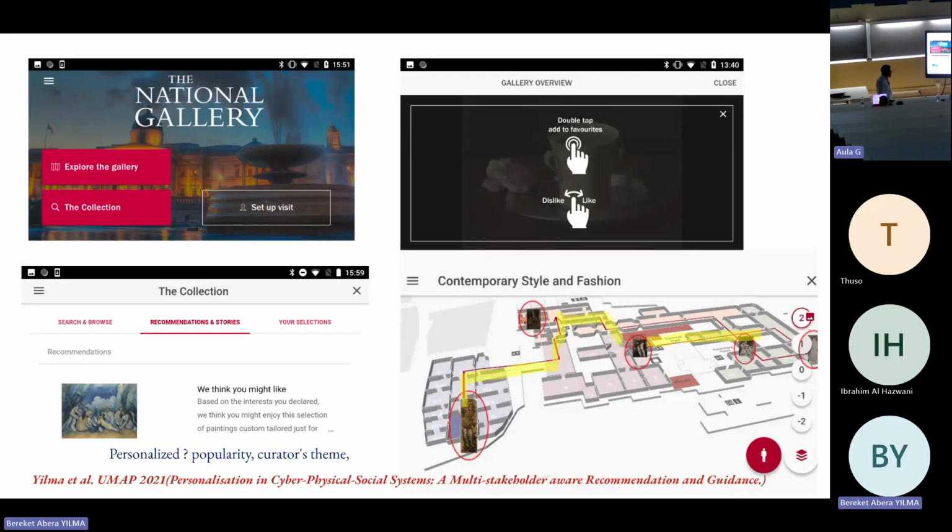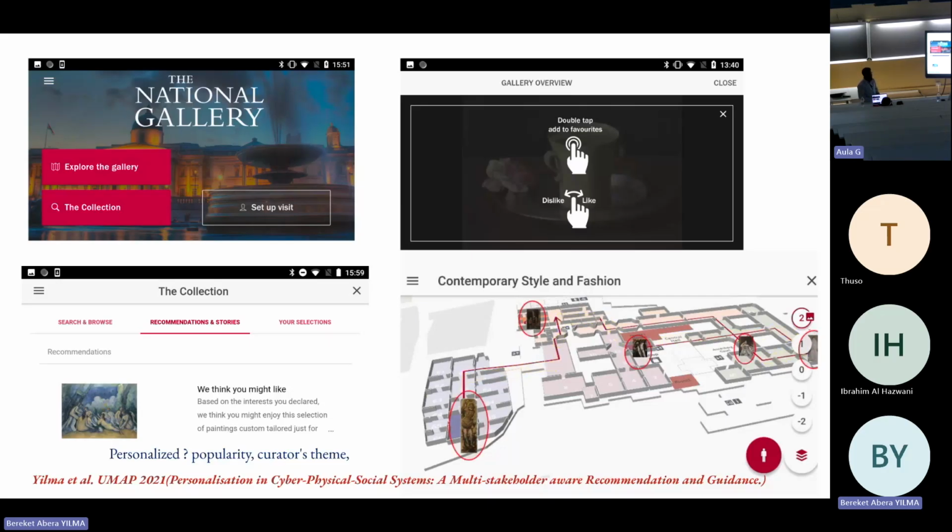In the preference elicitation phase, you have some games like like and dislike to profile the visitors. And then in the end, you get a recommendation, which takes into account popularity and the curator's team and still tries to be personalized. But you are no longer doing just personalization. You are departing from solely optimizing for the users, taking into account multiple preferences.